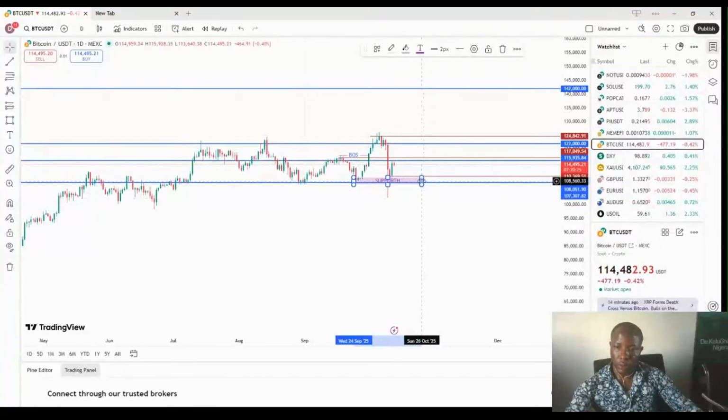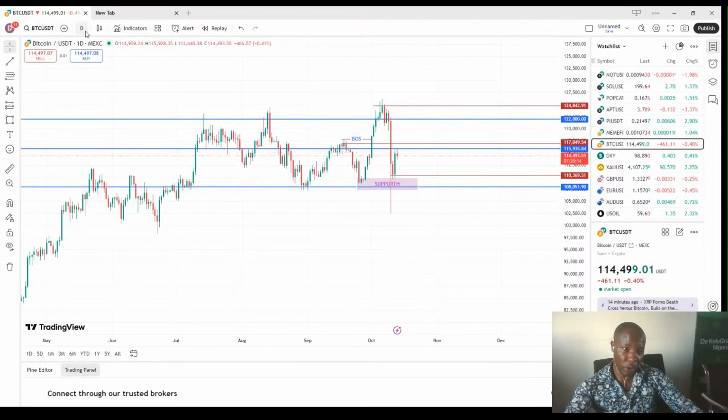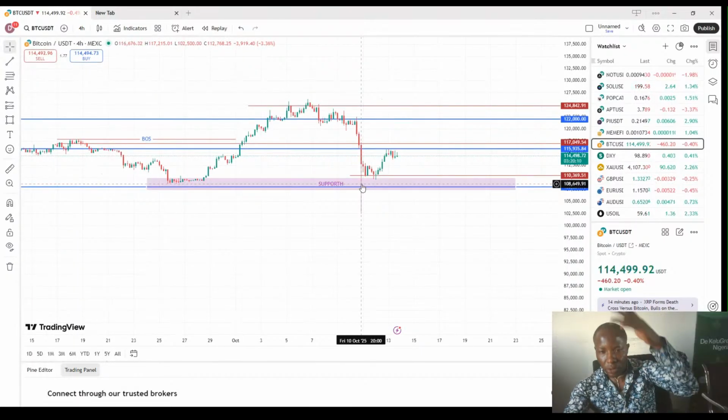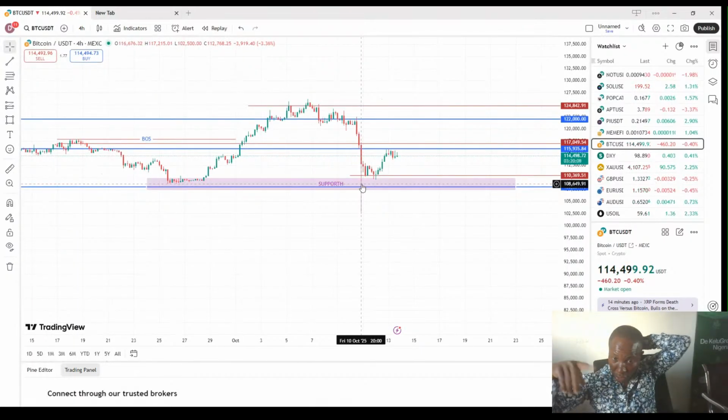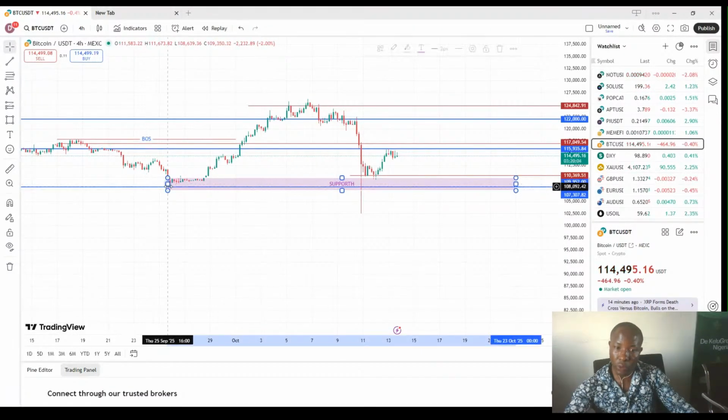So you can see the support, right? What I'm going to do next is go to the lower time frame, which is 4 hours. This is how I do my analysis. What we are looking at for BTC is a rally to the upside because of what we have seen in the monthly and the weekly time frame.